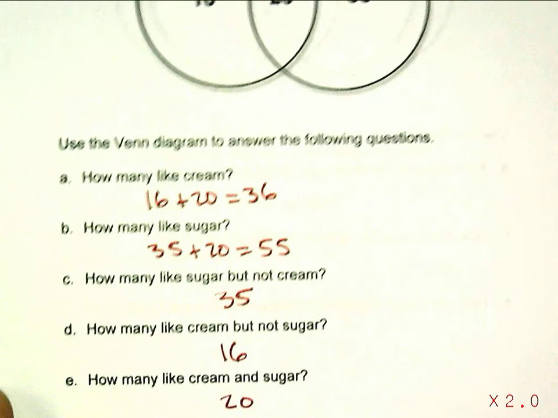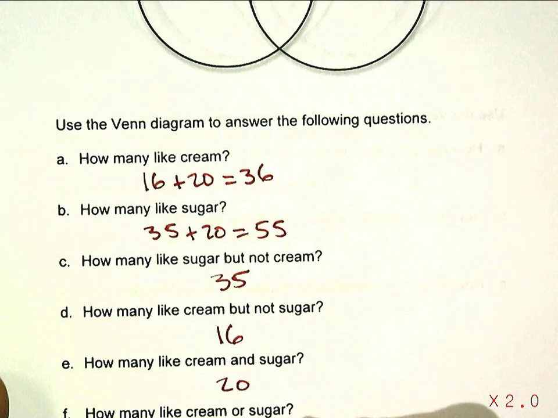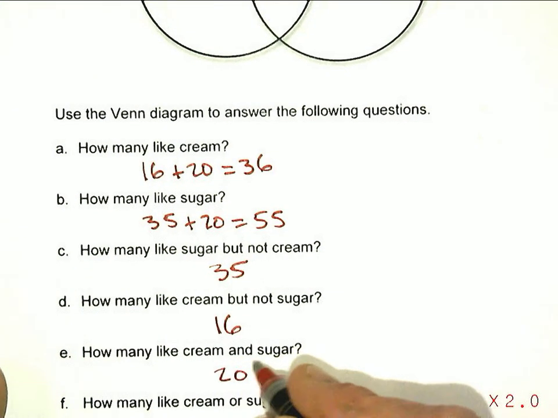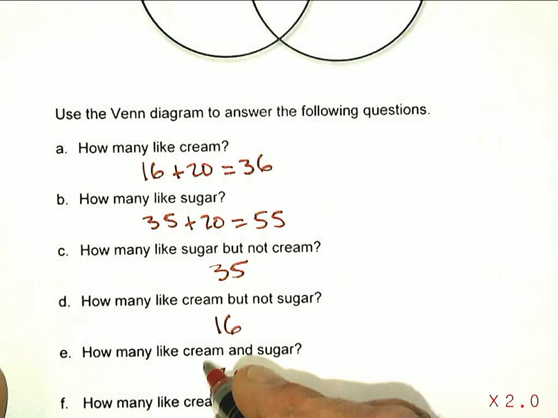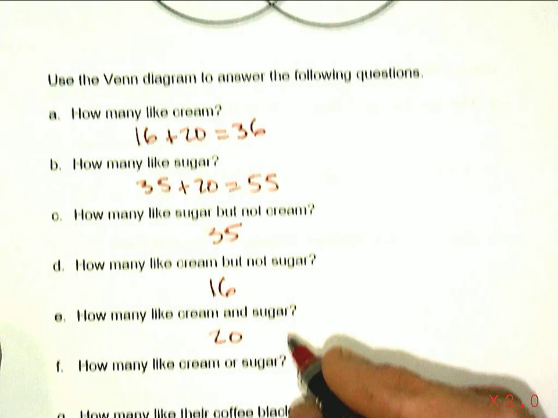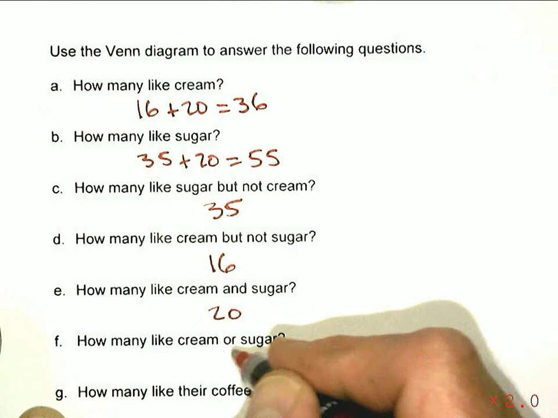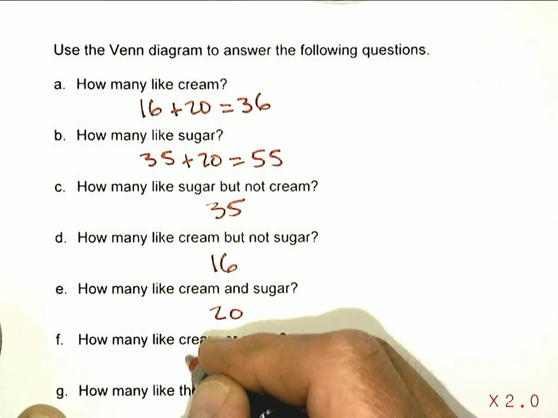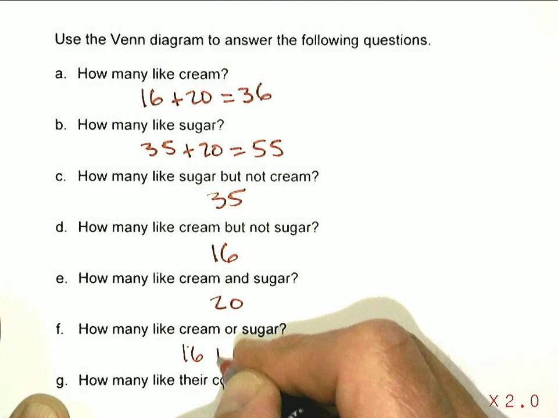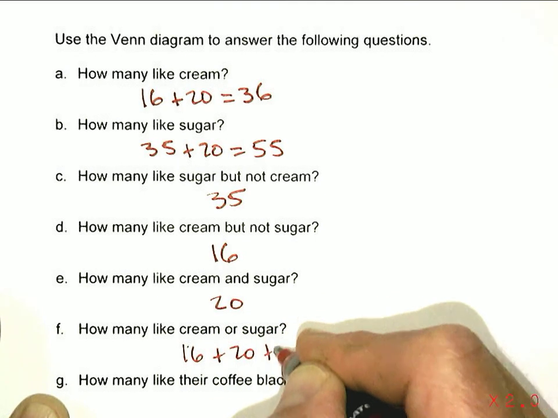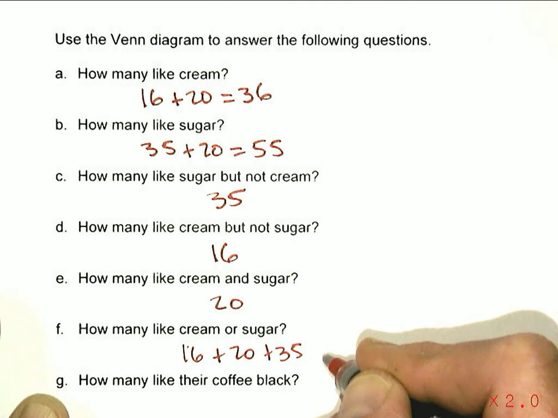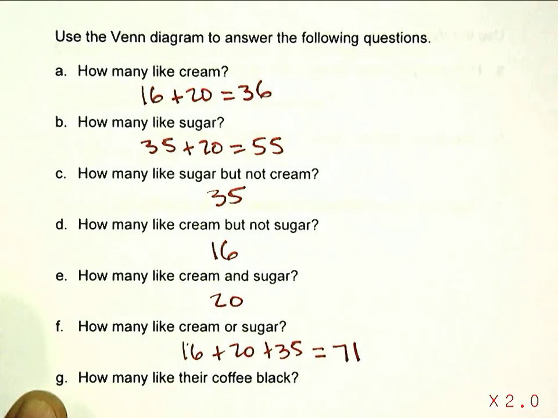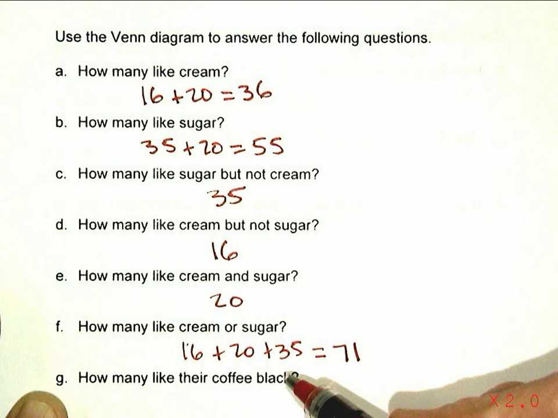So remember, and always in these kinds of situations gives you more restrictive, and is more exclusionary, and makes it less true because they both have to be true. You have to like cream and sugar. Here you only have to like cream or sugar, and so lots more possibilities. So we take the 16 plus the 20 plus the 35, and we get 71 that like cream or sugar.